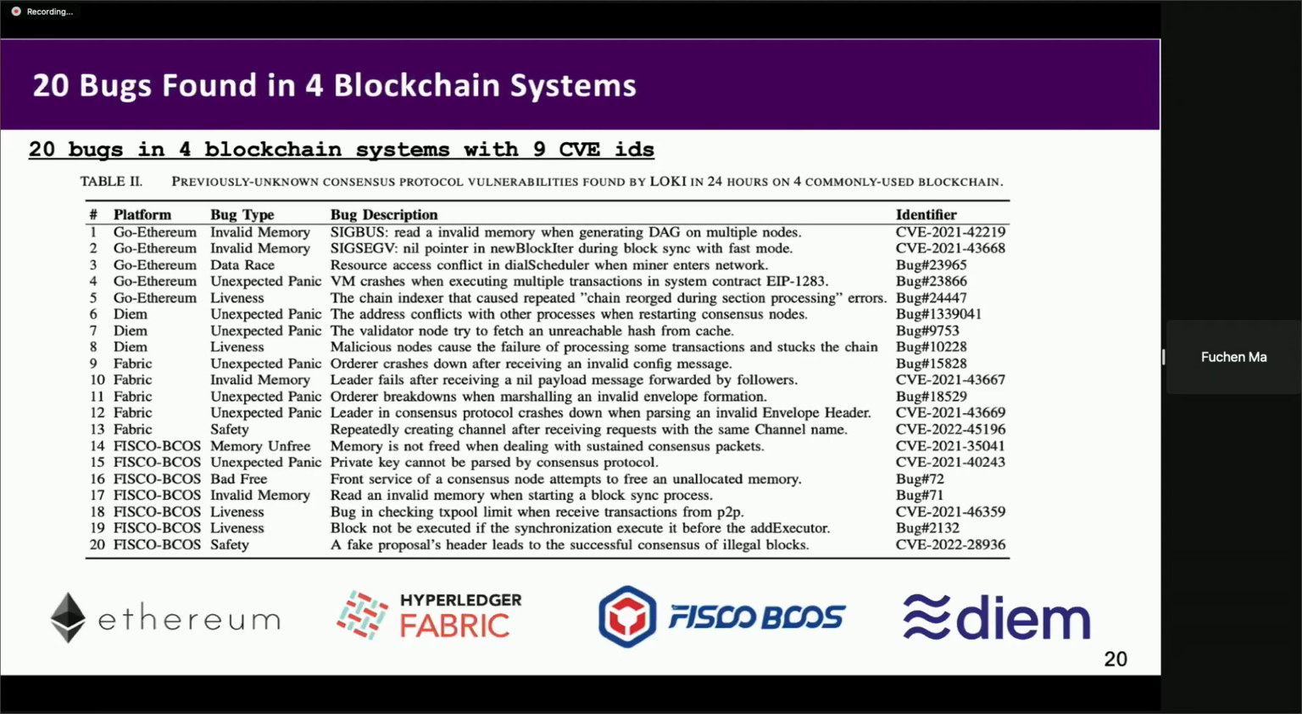So for now, we have implemented LOKI on 4 blockchain systems, including Go Ethereum and some consortium blockchains, including Hyperledger Fabric, FISCO BCOS, and DEM. In total, we have detected 20 bugs in the systems, with 9 CVEs. 14 of the bugs are memory-related bugs, and the other 6 are related to consensus logic.